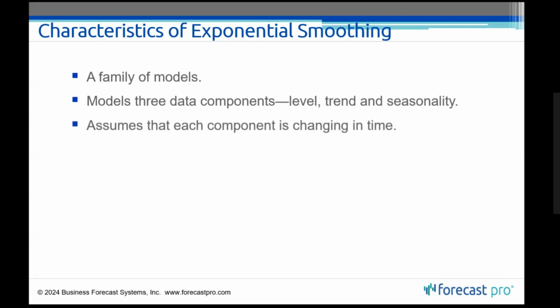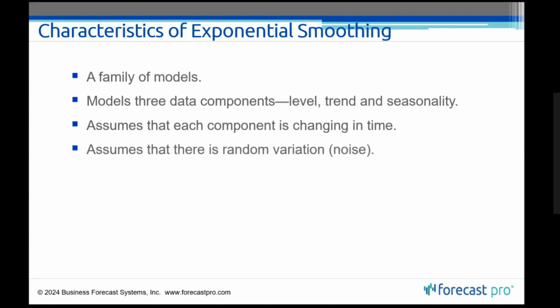Exponential smoothing assumes that each of these components will be changing in time, that the trend last year might be different than the current trend, or the seasonal pattern last year might be different than the current seasonal pattern. So one of the things the method has to do is allow these components, level, trend, and seasonal patterns, to change in time and to forecast current conditions. What are the current trends? What is the current seasonal pattern?